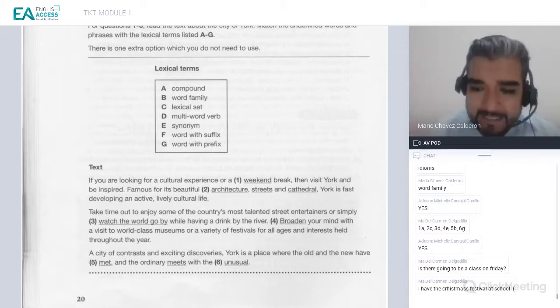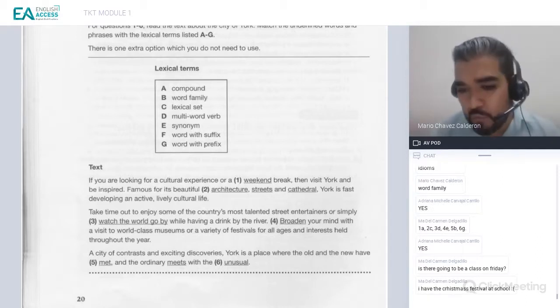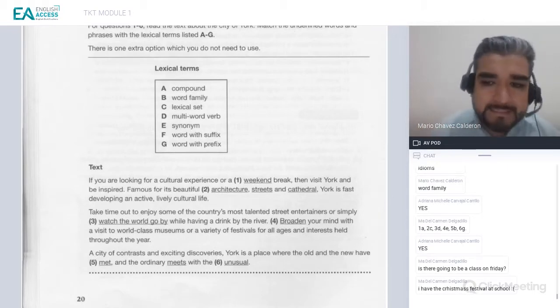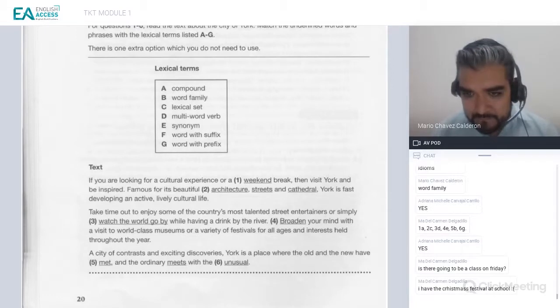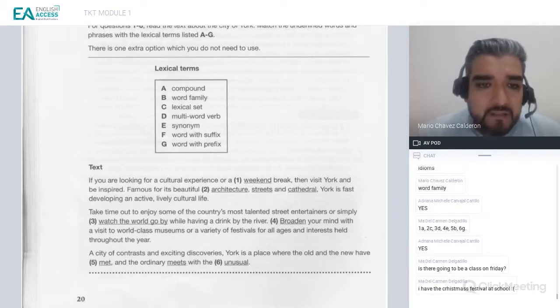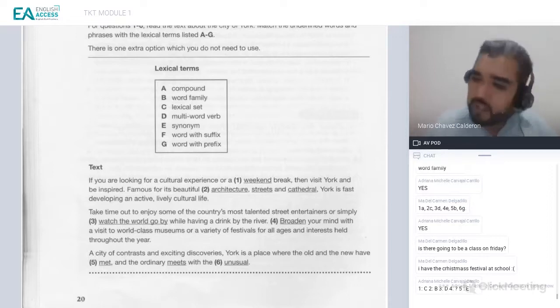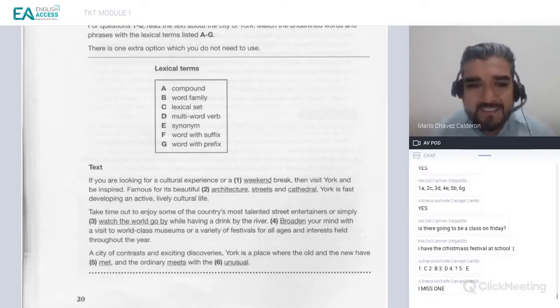So number 1 was weekend. Weekend is a compound word. You have week and end together. Weekend, compound word. So number 1 is letter A. Number 2 says architecture, streets, and cathedral. They are a lexical set. They are the same category. So it's letter C. Good job, Mari Carmen. Not a good job, Adriana. So number 1 was A and number 2 was C.